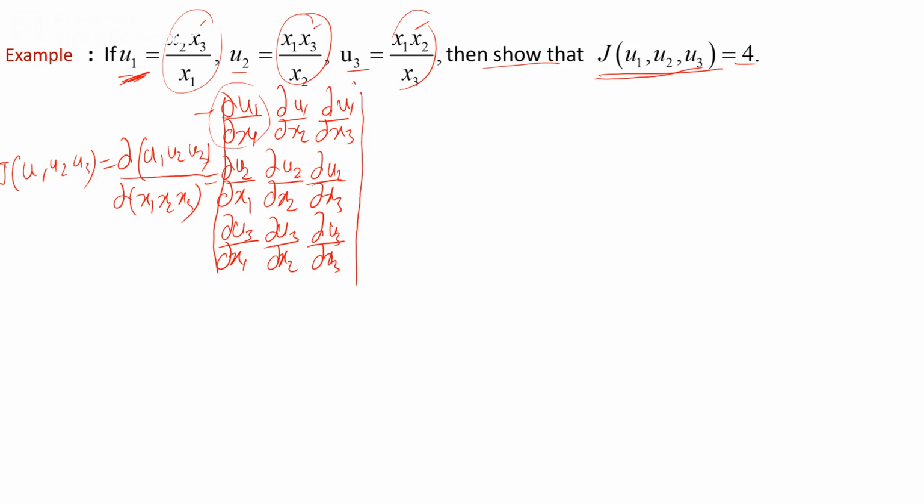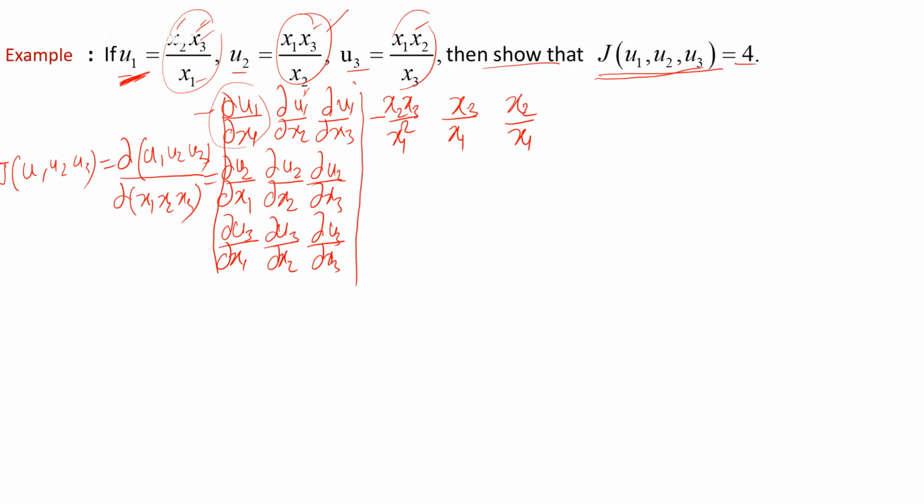So what we get, treating x2 and x3 as constants, is minus x2 x3 upon x1 square. Then the partial derivative of u1 with respect to x2, treating x3 and x1 as constants. The partial derivative of x2 is 1, so we get x3 upon x1. Similarly, x2 upon x1 with respect to x3.